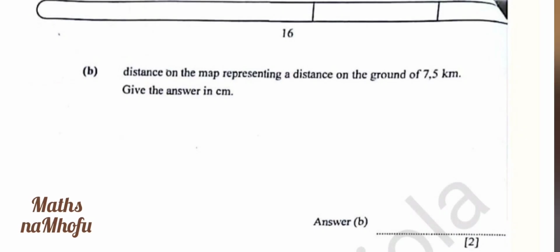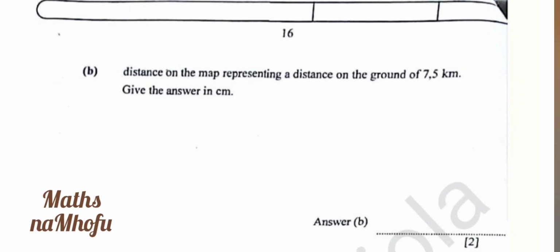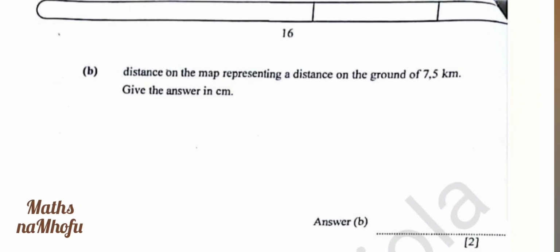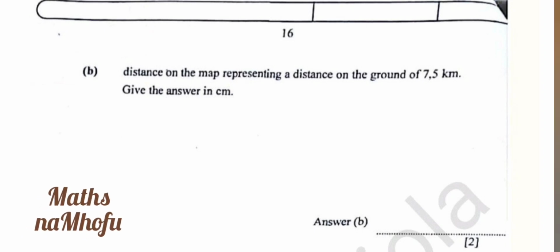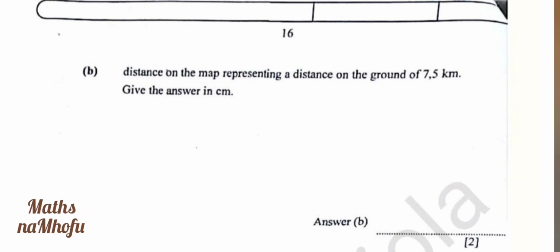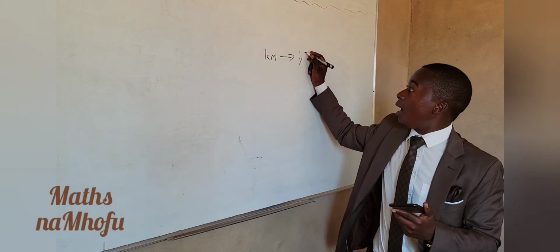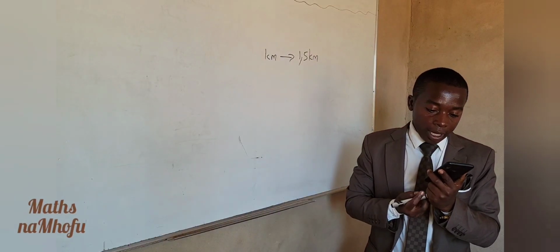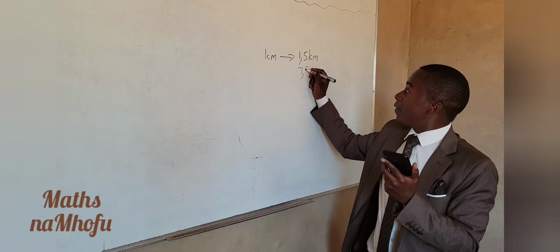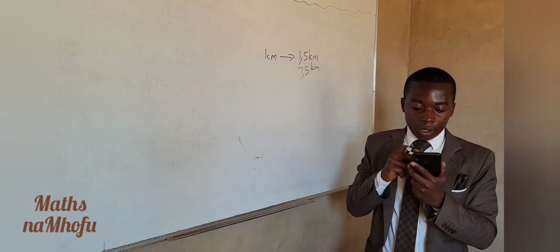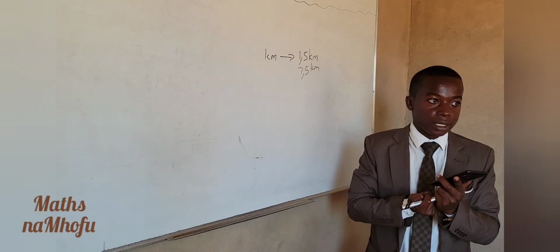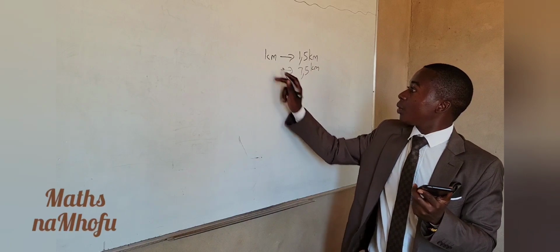Distance on the map representing a distance on the ground of 7,5 kilometers. Give the answer in centimeters. Now 1 centimeter is represented by what? 1,5 kilometers, right? And we are given 7,5 kilometers. We are told to give our answer in what? In centimeters. Right? So, what are we going to get?